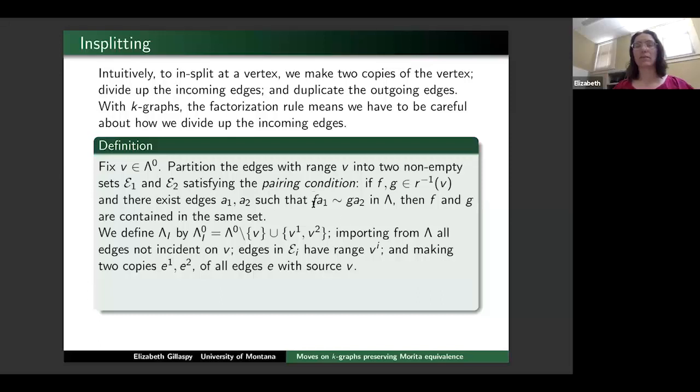So here, if I were going to draw a picture associated to this relation, fa1 is equivalent to ga2, I would have, say, f being a vertical edge and g being a horizontal edge with the same range, that range being this vertex v, and then the a1 and the a2 are in back, sort of filling out the square. So anytime that happens, if f and g are in the same factorization square, then we're going to need to put f and g into the same set in our partition, right? We're going to partition the edges that have range v into two non-empty sets, E1 and E2.